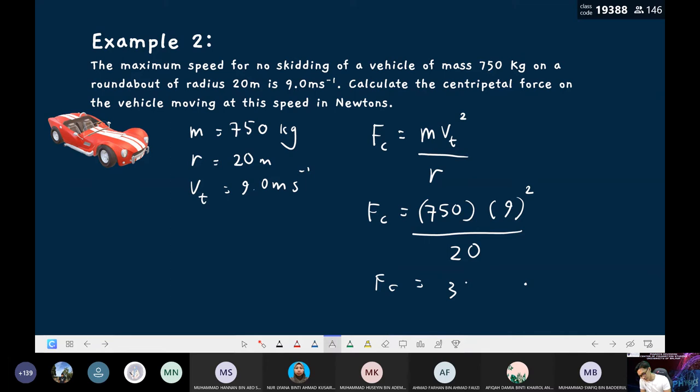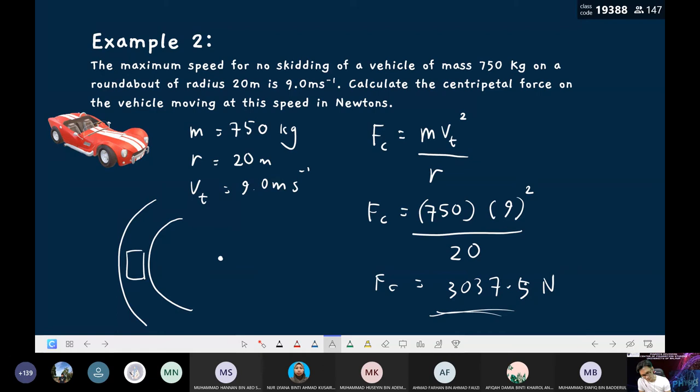3037.5 newton. Okay, so this is our centripetal force. Very straightforward. Okay, what is the centripetal force in this case? Frictional force. Okay, so kalau saya draw the track, and then this is the center, and then this is the car. Okay, where is the frictional force pointing to? The center. Yeah, centripetal force dia akan sama dengan frictional force.